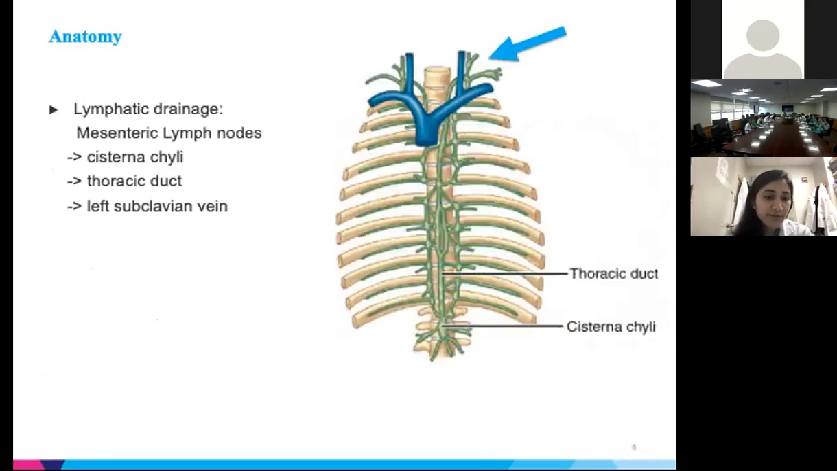Lymphatic drainage of the small bowel goes through Peyer's patches of the distal small bowel to mesenteric lymph nodes adjacent to the mesenteric arterial arcades. From there, it goes to the cisterna chyli, or the abdominal origin of the thoracic duct, and it's located to the right and right behind the abdominal aorta. From there, it goes up the thoracic duct and ultimately empties into the venous system at the confluence of the left internal jugular and the left subclavian veins.